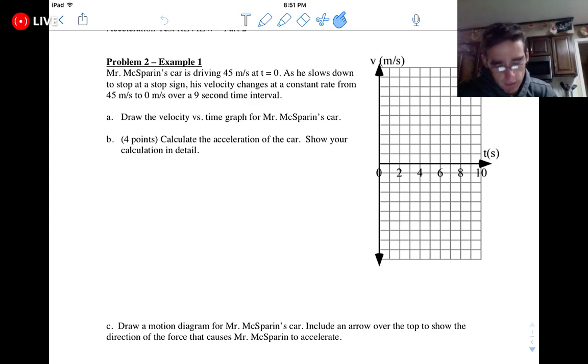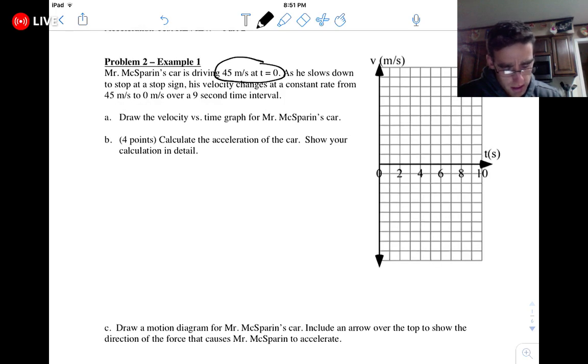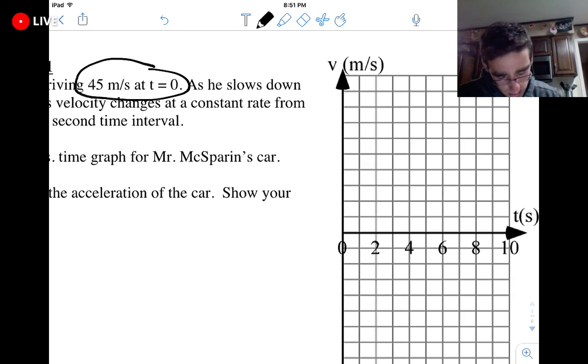Okay, so if we look at this, first off, I know that I'm going to start off here, where it's 45 meters per second and t is 0. Well, I know that t equals 0 is right there, but I don't have any numbers here yet. So what I need to do is number this. I'm going to go up to 45, and I'll bet if I just number this by fives, it'll work. So let's go 5, 10, 15, 20, 25, 30, 35, 40, 45, 50. I think that's going to be perfect.